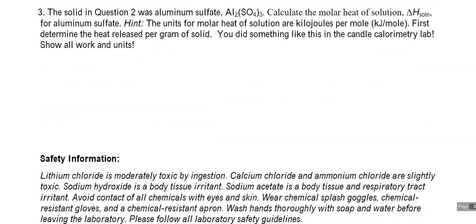Question number 3. The solid in question 2 was aluminum sulfate. I give you the formula. Calculate the molar heat of solution, delta H solution, for aluminum sulfate. And look at the units here. We did this before in the enthalpy of combustion lab, something like it. The units here on heat of solution are kilojoules per mole. So we want to first determine the heat released per gram of the solid, and then we want to convert that into moles, of course.